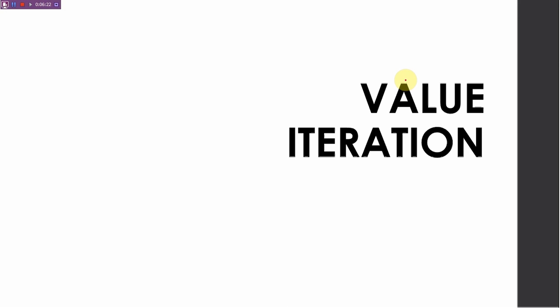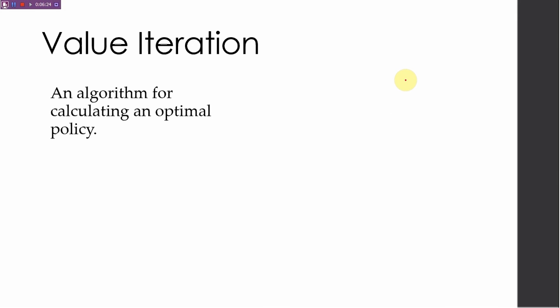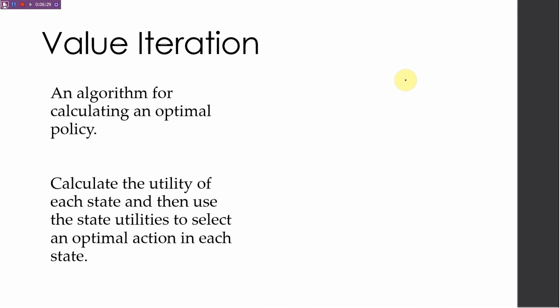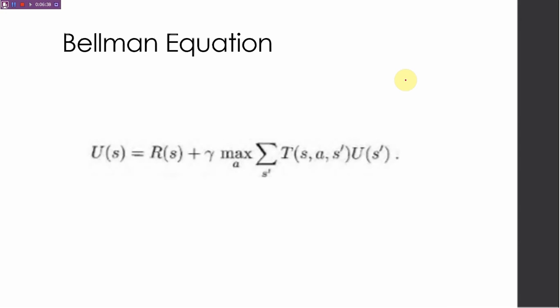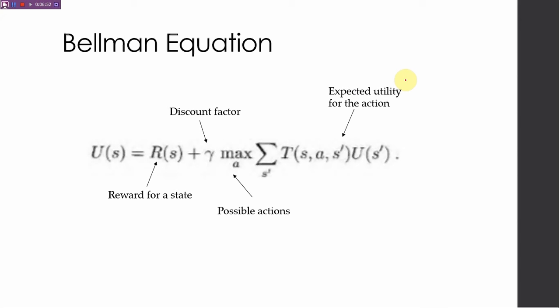Value iteration. Value iteration is an algorithm for calculating an optimal policy. The main concept here is to calculate the utility of each state and then use the state utilities to select an optimal action in each state. We use here the Bellman equation, where the utility of a state is equal to the reward for a state plus the discount factor times the maximum over the possible actions of the expected utility for the action.